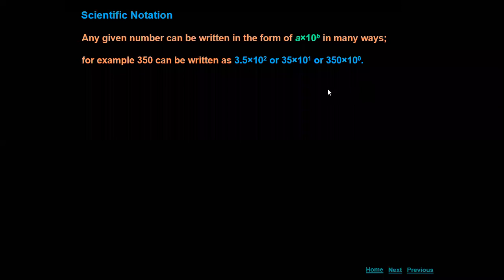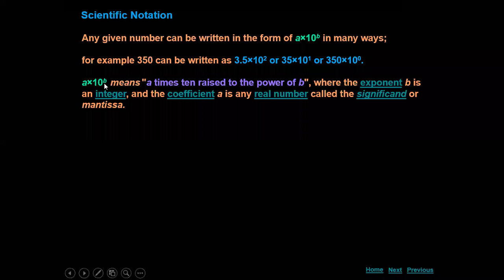Only 1 minute is left. If you have any doubts, you can ask. This is how we write scientific notation, and clearly we will go with it. See, a into 10 to the power of b means a times 10 raised to the power of b. That is how we pronounce it.